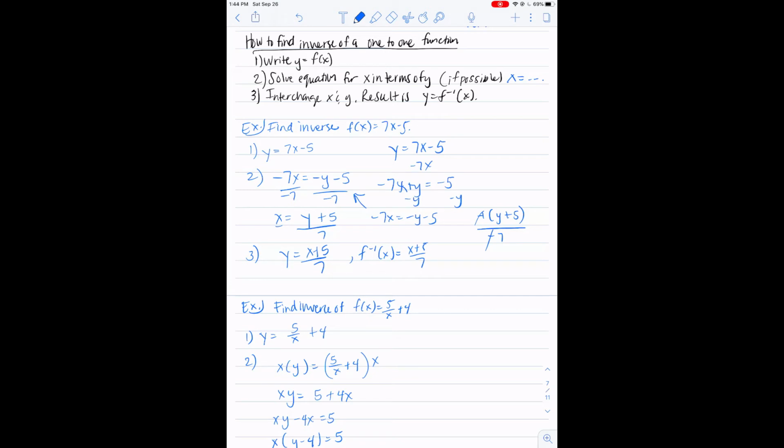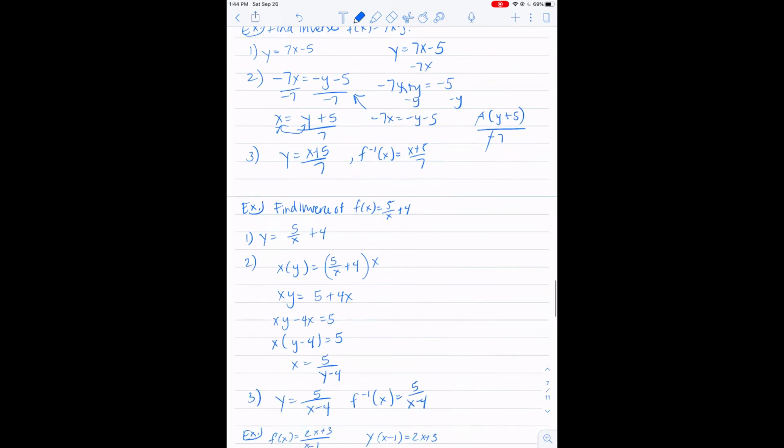And then my last step is to interchange the x and y. So I just flip these. I interchange them. So I have y equals x plus 5 over 7. So the inverse f of x is x plus 5 over 7.